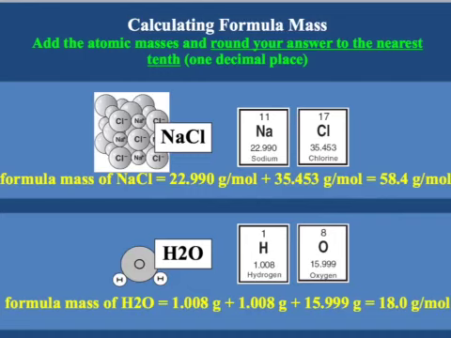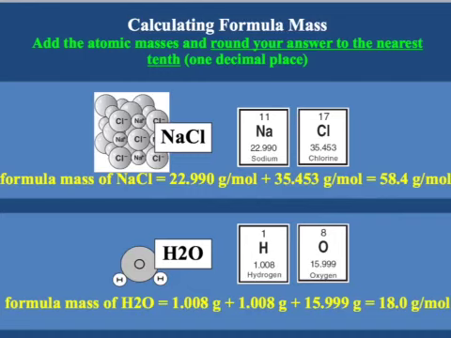So because compounds are made up of more than one type of element, to find the formula mass, so to find the mass of all of the elements in that formula, we are going to have to add the atomic masses of each individual element and then round up to 1 decimal place. So how do you find the formula mass of a compound? You add the atomic masses of all the elements in the compound and round up to 1 decimal place.